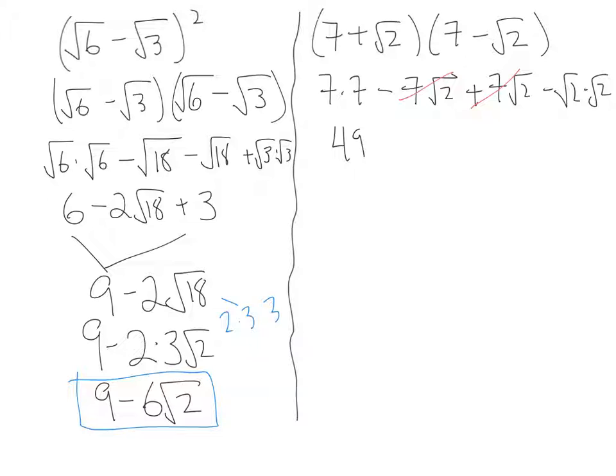And we're going to get minus root 2 times root 2. And that gives us 2. So the square root of 2 times the square root of 2 is just 2. So this answer would be 47.